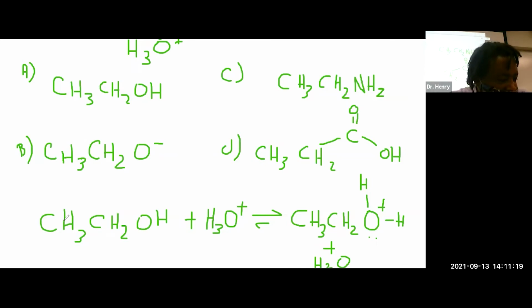And we know that because protonated alcohols are going to have a negative pKa. So that means that we're really going to be driving in the other direction, right? Protonated alcohols, protonated carboxylic acids, protonated water are all going to be driving that way.